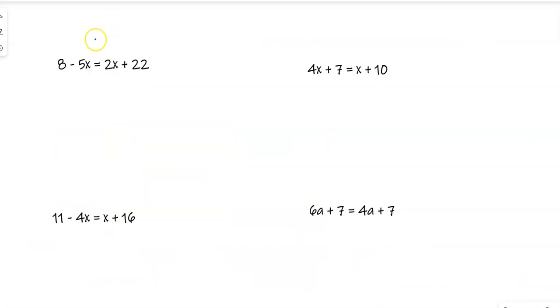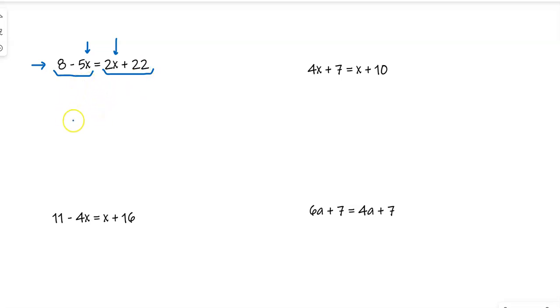Okay, now we're going to solve some equations here. Let's start with this equation here: 8 minus 5x equals 2x plus 22. So this is something on the left side equals a value on the right side. Now we can notice here that on both sides we have an unknown value. On the left and the right side we have x, which is something we don't know. And what we want to do is have only one x on one side of our equation, and on the other side we want to have a number.